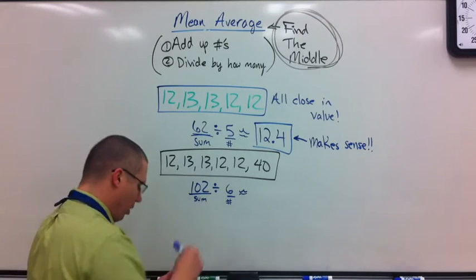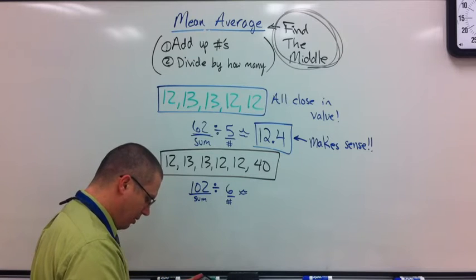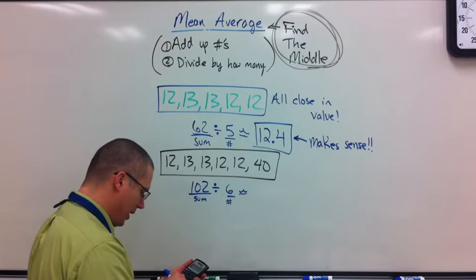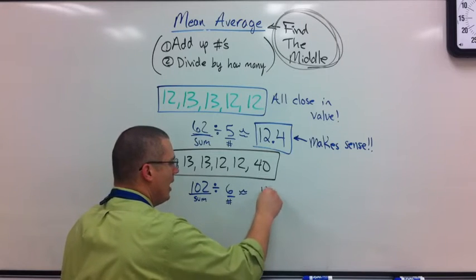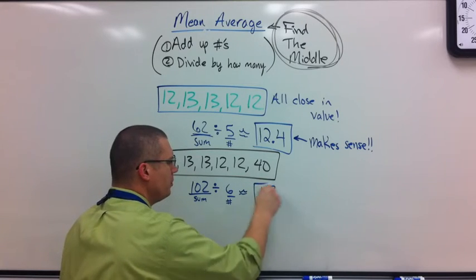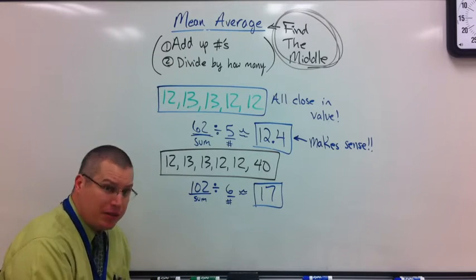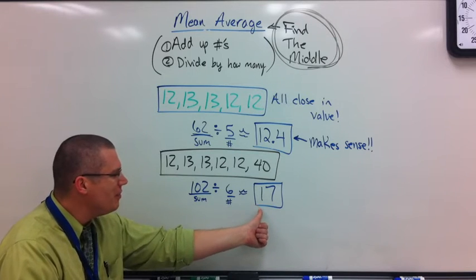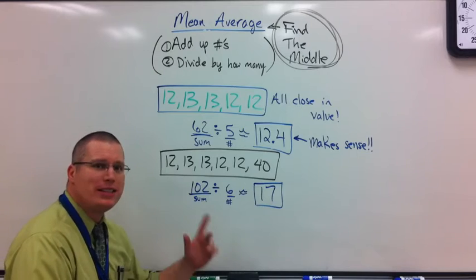Okay, back to where we were, 102. And resetting my calculator again, I don't know why. There we go. 102 divided by 6 equals... Now this actually worked out to a whole number and I get 17. Now ask yourself, does this make sense? Does it make sense to say the average age in this classroom is 17?